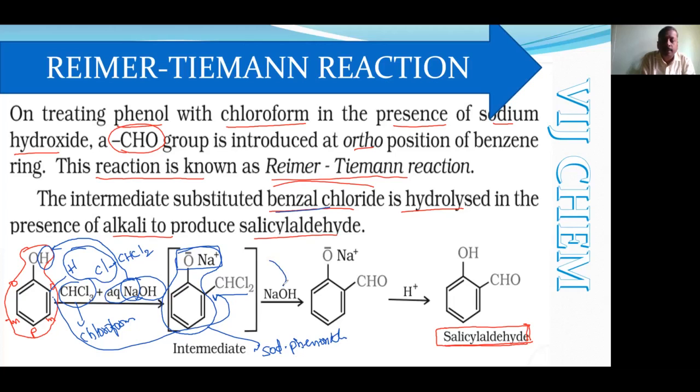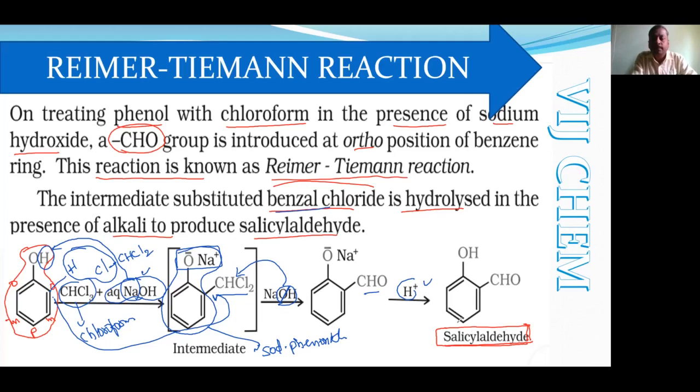In this one, what happens? The OH of the NaOH will be substituted here and it will be converted to an aldehyde. First we have used the base, then we are going to use the acid, and finally we are going to get salicylaldehyde. So this is the mechanism side.